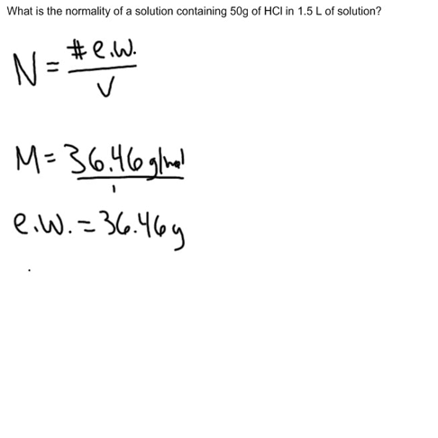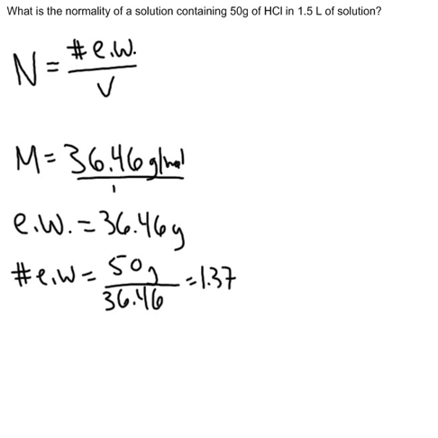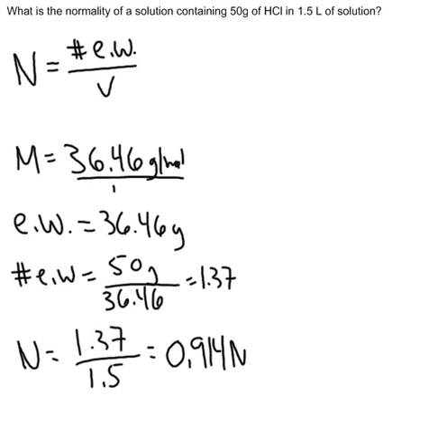And so what I need for the equation here is how many equivalent weights there are in 50 grams. We can find that by taking the total mass given here, divided by what one equivalent weight is, and we get 1.37. Now all I need to do is plug that into the formula and divide by the volume, which was given in liters, of course, and I get 0.914 normals. So that's all well and good. That's the right answer, and we're done.